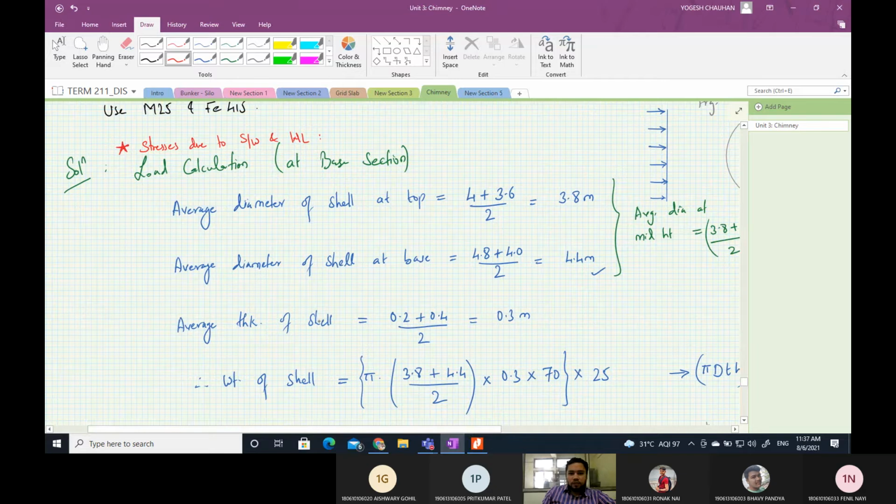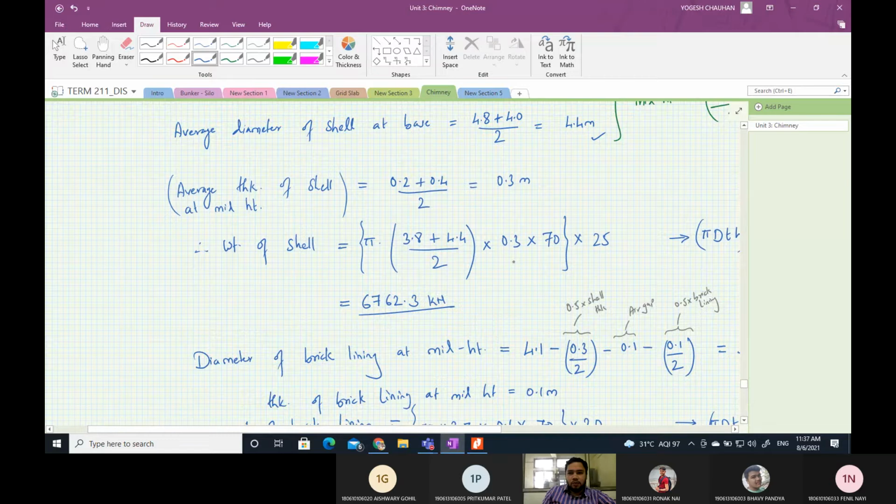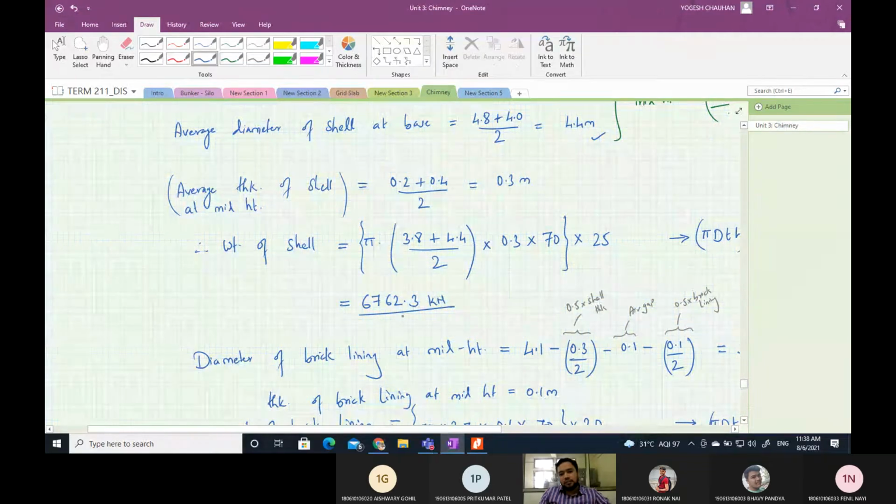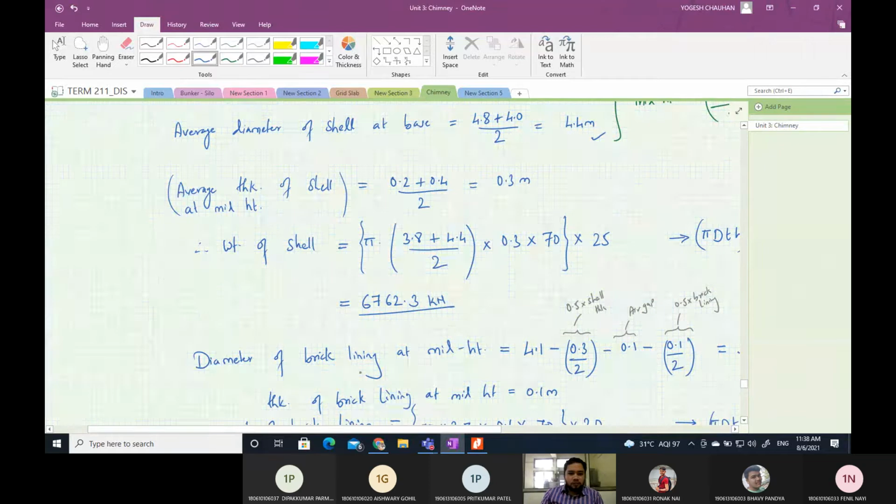Then the average thickness of the shell: it is 0.2 at the top and 0.4 at the base, so the average thickness of the shell at mid height will be equal to 0.3. So you can find the weight of the shell, which will be pi d t into h: pi, average diameter, into its thickness, into height, multiplied by density of the concrete. It is 6762.3 kilonewton.